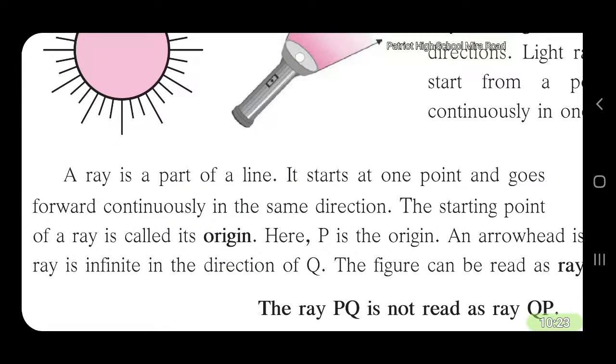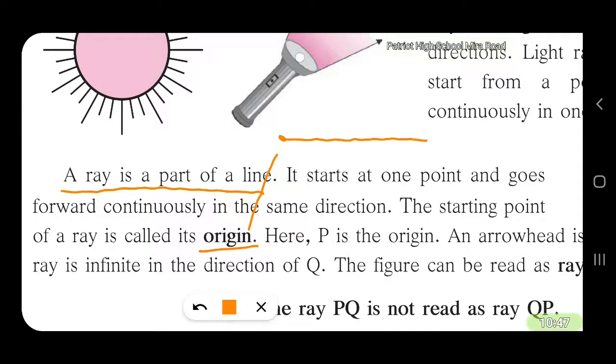So what is the definition of a ray? A ray is a part of a line. It starts at one point and goes forward continuously in the same direction. The starting point of the ray is called the source or the origin. This is the origin and this is the starting point, and it is moving forward in one direction only.